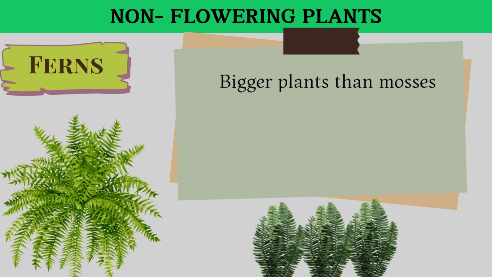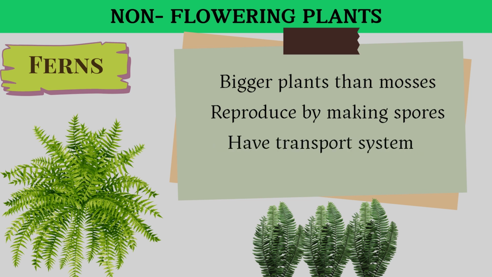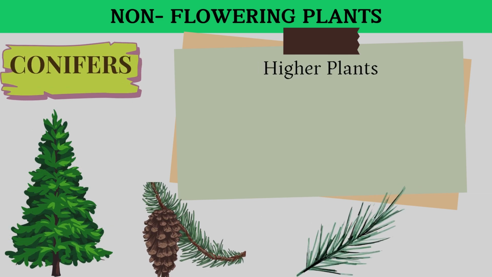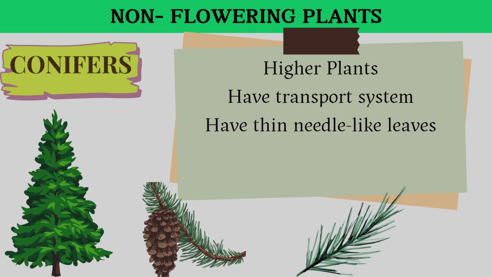Next, we have ferns. They are comparatively bigger plants than mosses. Their mode of reproduction is the same, by making spores, and they do possess a transport system in their bodies. Conifers are somewhat higher plants. They have a properly developed transport system, and their leaves are very thin and needle-like. They do produce seeds, but their seeds are present inside the cones which you are seeing on your screen.